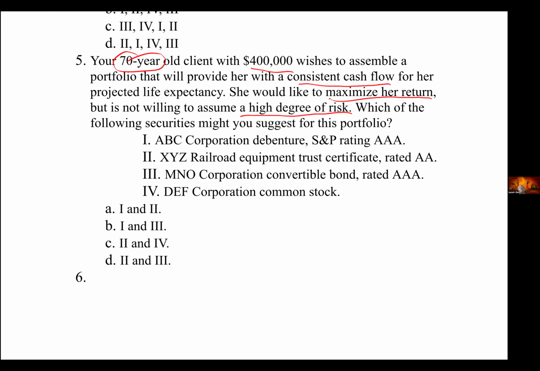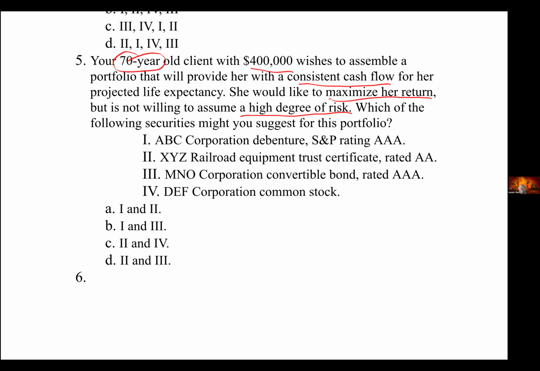She doesn't want risk. So 1, we have an ABC Corporation debenture, SP rating AAA. 2, we have an XYZ Railroad Equipment Trust Certificate, AA rating. 3, we have an MNO Corporation Convertible Bond, AAA rating. And 4, we have a DEF Corporation Common Stock.